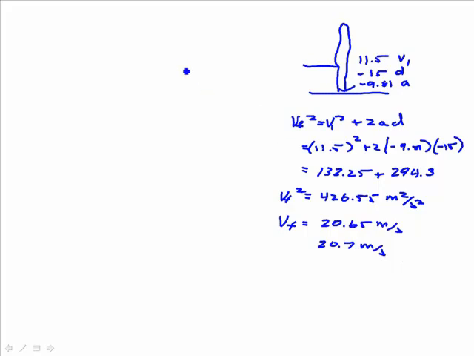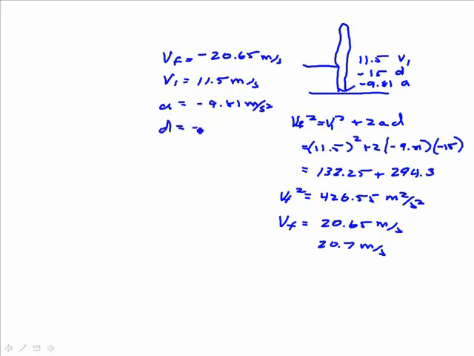Now that we know that the final velocity is 20.7, we can solve for the time of flight. So this would be negative 20.65. I'll go back to the original values. Initial velocity was 11.5 positive. The acceleration of gravity is negative 9.81. We also know that the displacement was negative 15.0 meters. They want us to solve for time. Time in this case is our unknown.